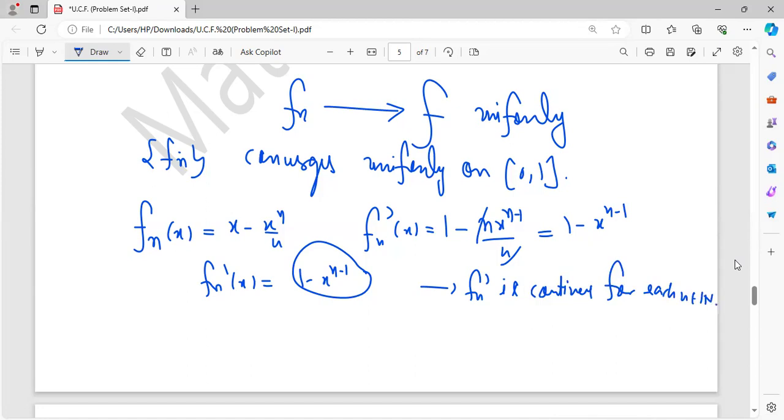For each n, it is a continuous function. What is the pointwise limit? When I take Fn at 0, what is this? This is 1. So this tends to 1. So the pointwise limit at x equal to 0 is 1.